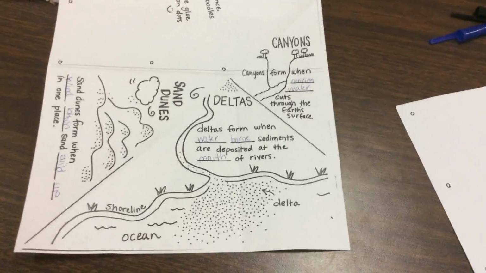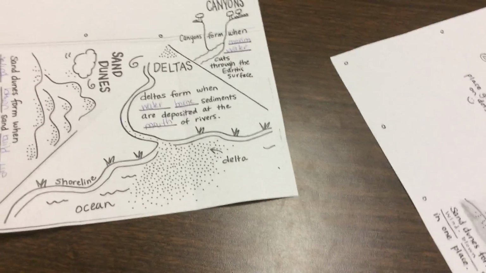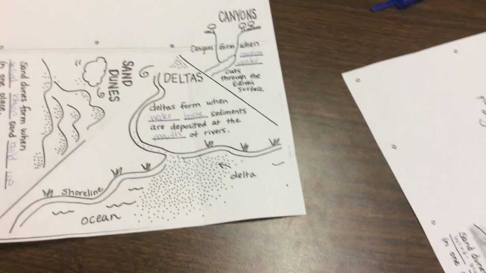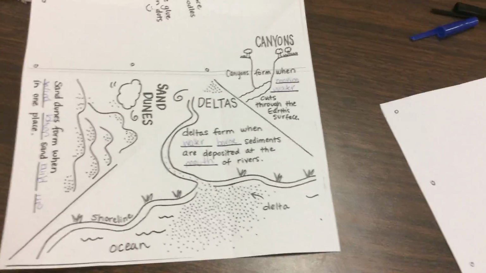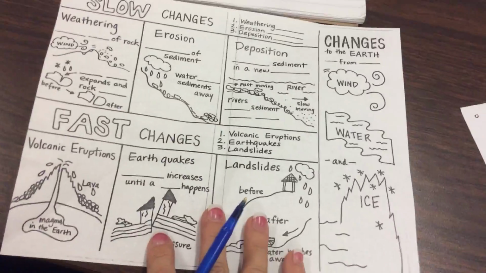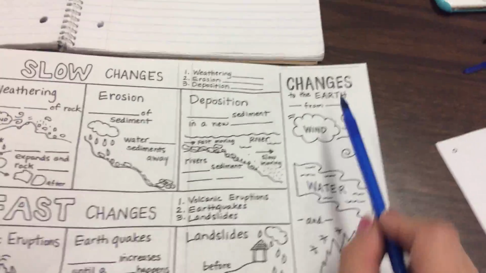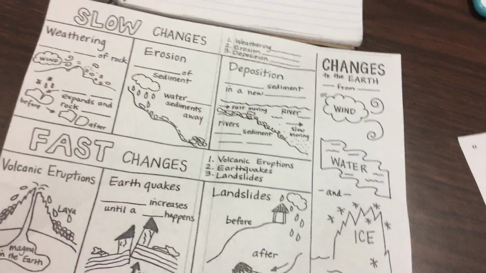Okay, our objective, again, is: I can recognize how landforms such as deltas, canyons, and sand dunes are the result of changes to the Earth's surface by wind, water, and ice. So we're going to flip over and look at how that occurs. So we have our changes to the Earth. Our three factors are wind, water, and ice.